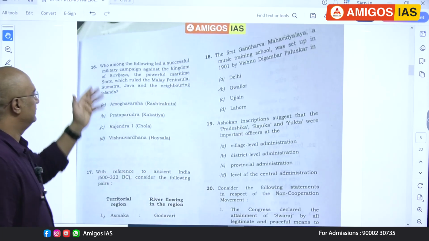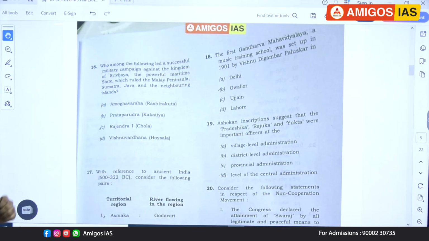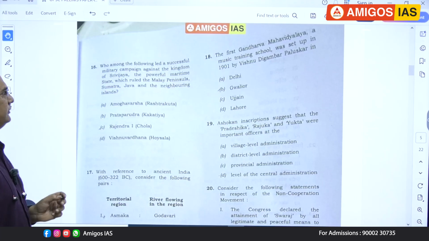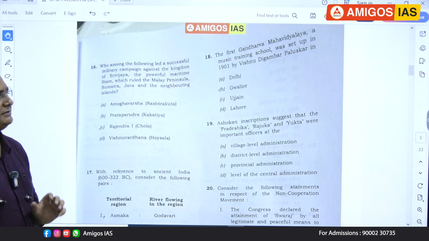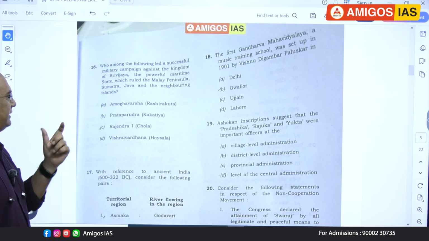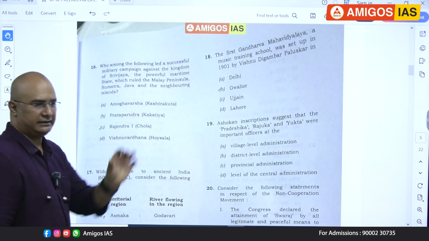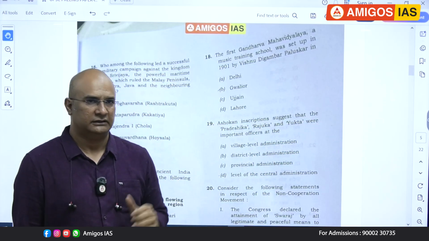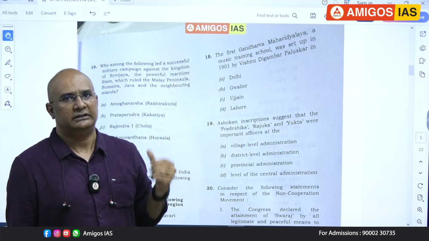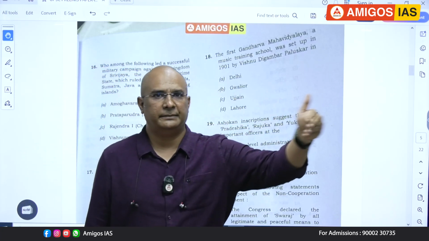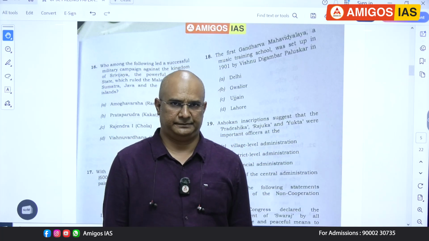Next, the 16th question is again coming from medieval India. Who among the following led a successful military campaign against the kingdom of Srivijaya, the powerful maritime state which ruled the Malay Peninsula, Sumatra, Java and neighboring islands? Now, Srivijaya is a dynasty or a kingdom that ruled in the southeastern part of Asia. That is Indonesia, Malaysia and all. The question is asking which Indian king launched a military campaign against that dynasty.